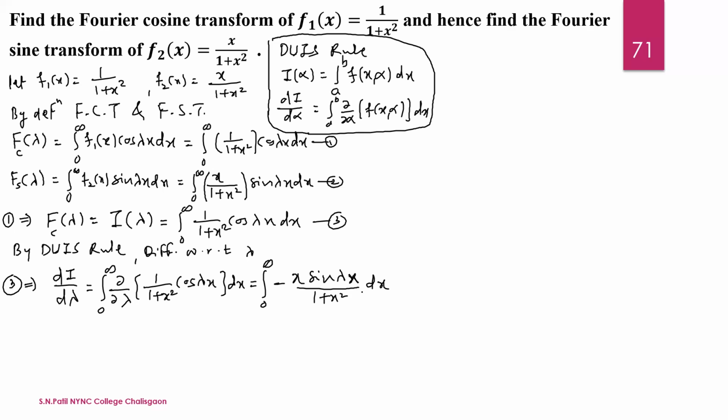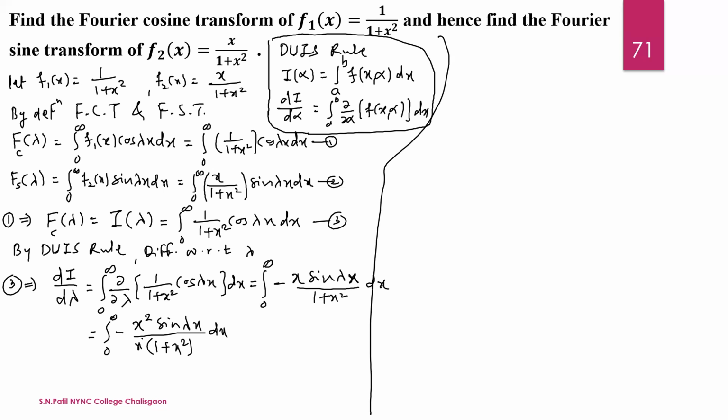Now here again it is a difficult term. So for that we adjust x: we multiply and divide by x here. We try to adjust the denominator in the numerator so that it becomes simple for solving this integration. So we multiply and divide by x here. What we get is the integral from 0 to infinity of minus x into x², multiplied and divided by x, into sin(λx) divided by x into (1 + x²), with respect to x.